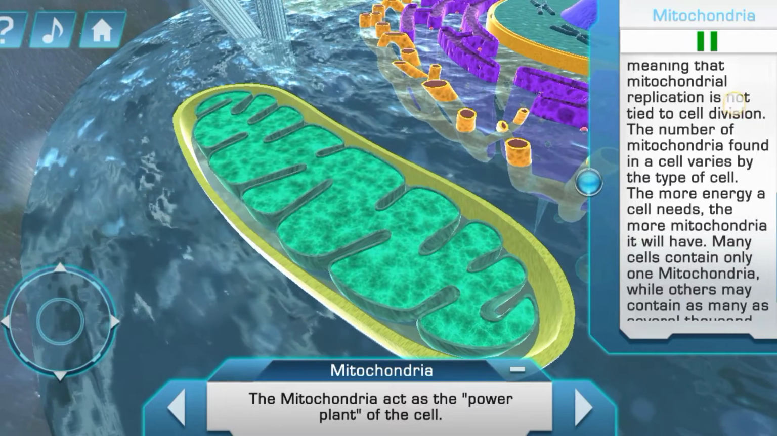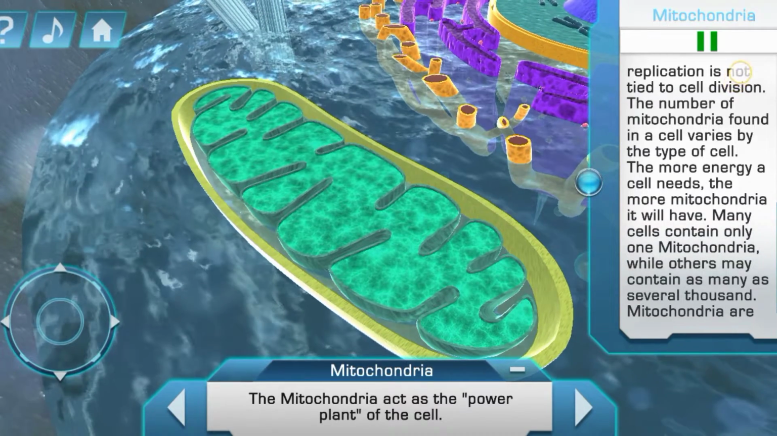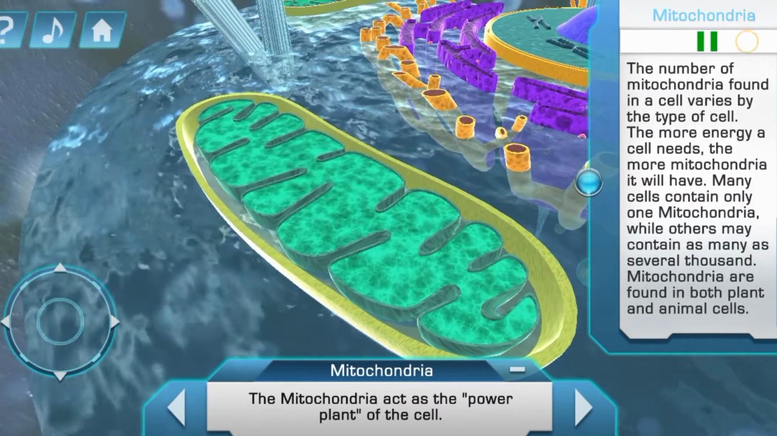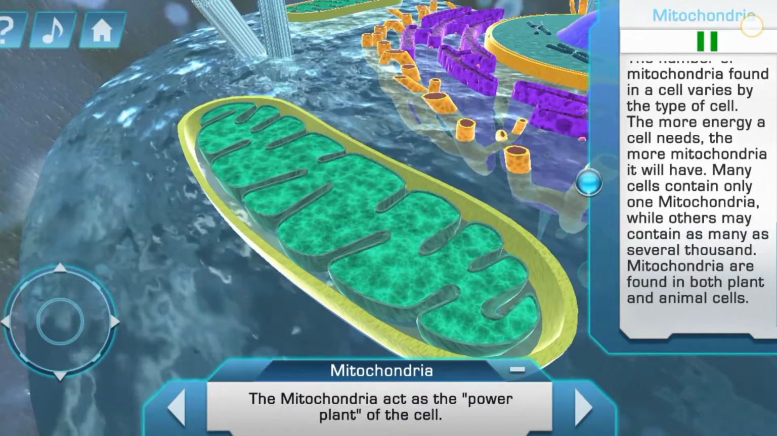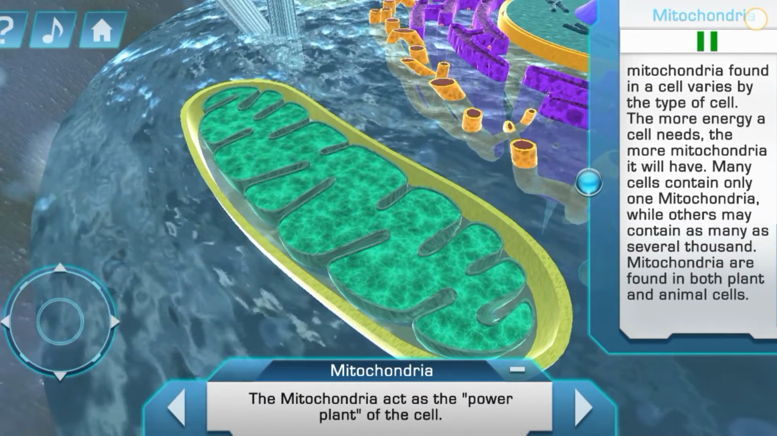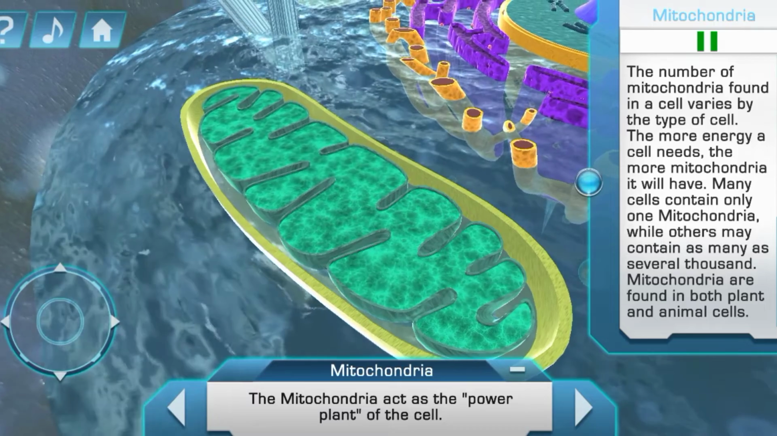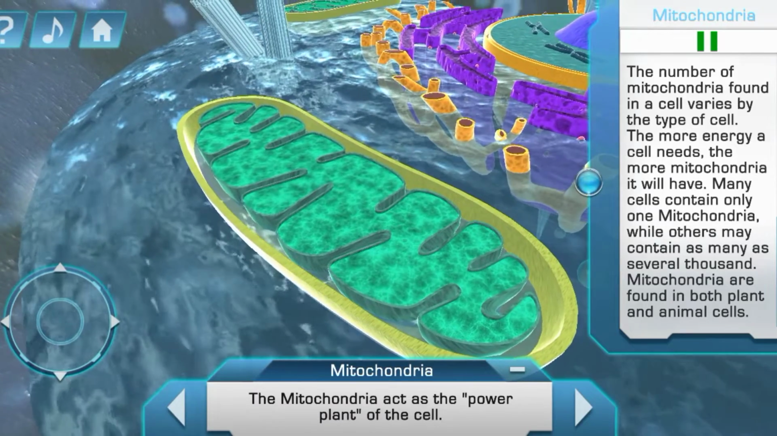The more energy a cell needs, the more mitochondria it will have. Many cells contain only one mitochondria, while others may contain as many as several thousand. Mitochondria are found in both plant and animal cells.